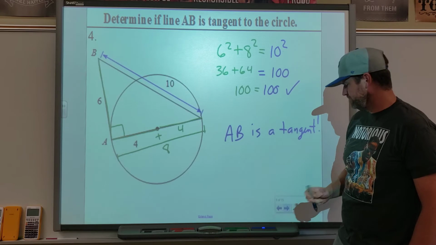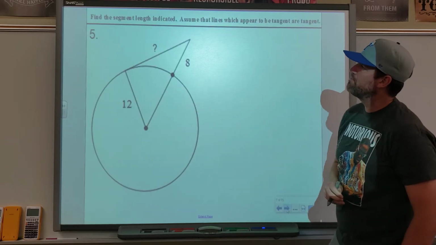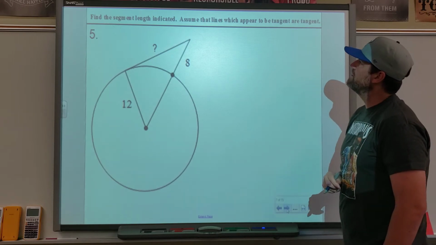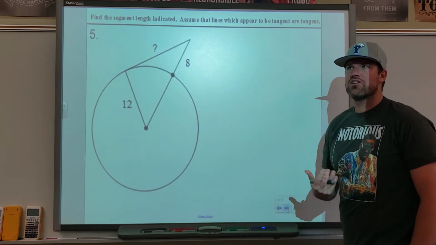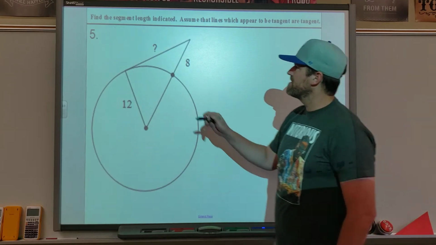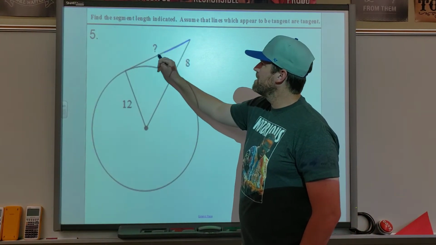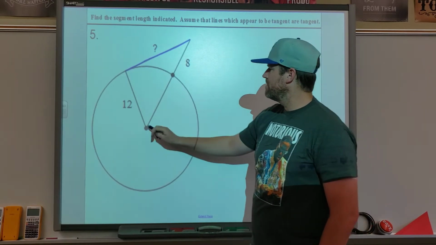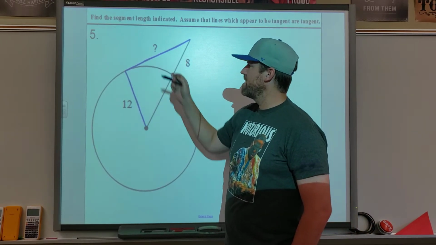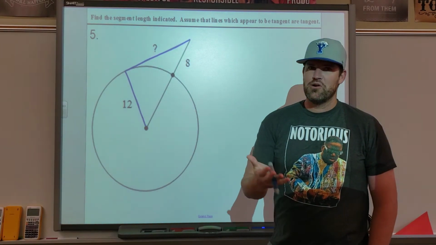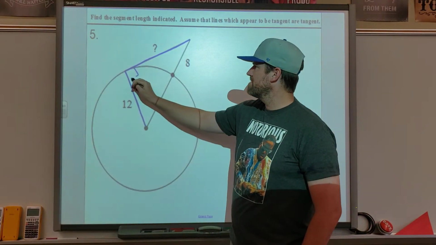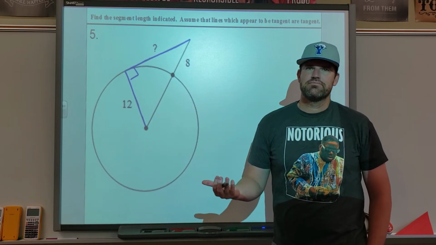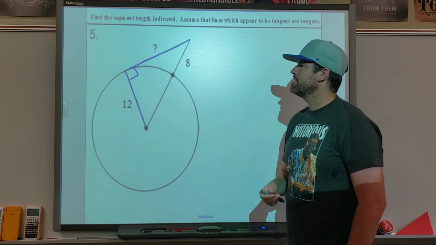All right. Next problem. Find the segment length indicated. Assume that lines which appear to be tangent are tangent. Well, this is my line segment that appears to be tangent. And if it is tangent, I know that the radius and this line will form a right angle. So this would have to be 90 degrees. So really all we've done is create a Pythagorean theorem problem. Lots of extra practice with the Pythagorean theorem.